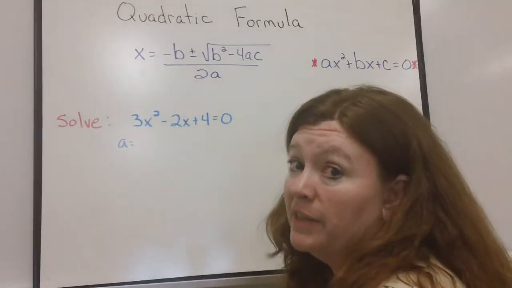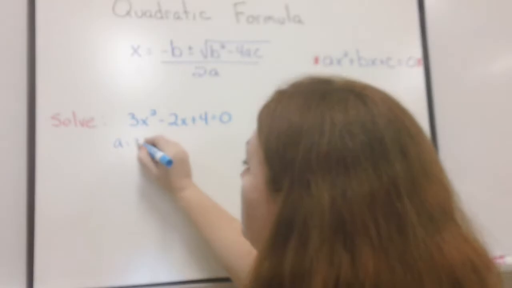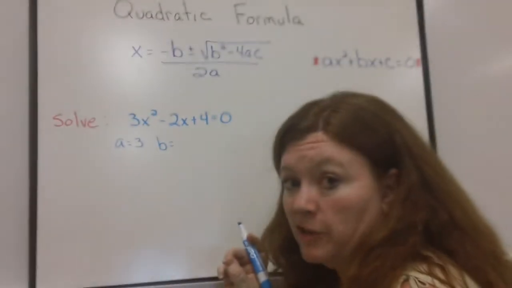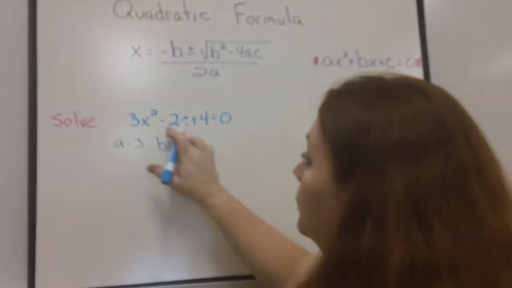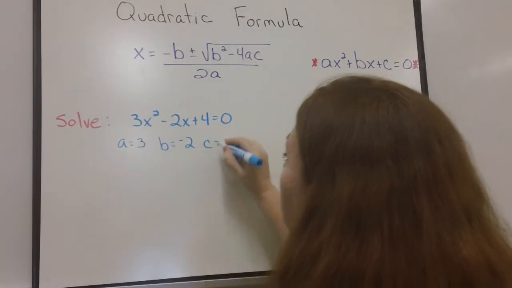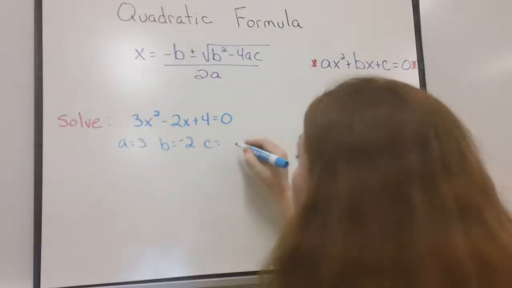So, now I want to ask myself, what is a? A is the number in front of the x squared, so it's 3. What is b? That's the number in front of the x to the first power, which is, be careful, negative 2. What is c? It's this one here, 4.